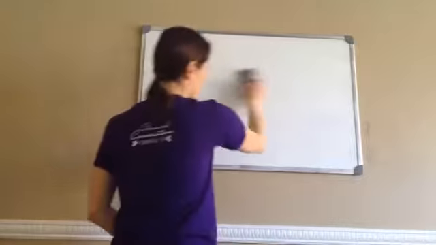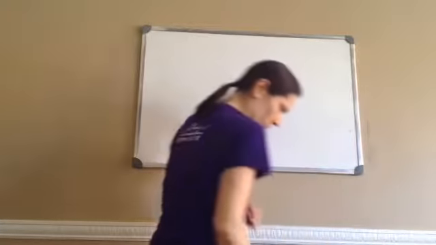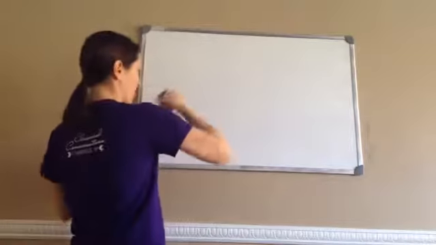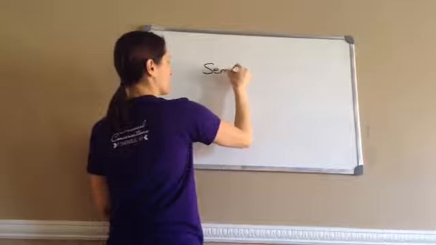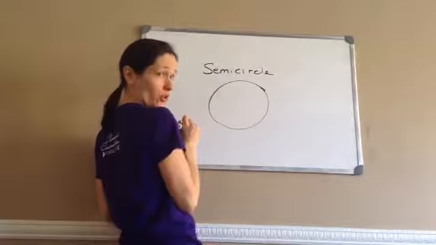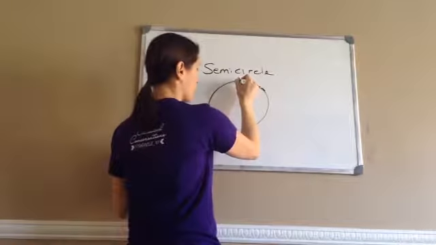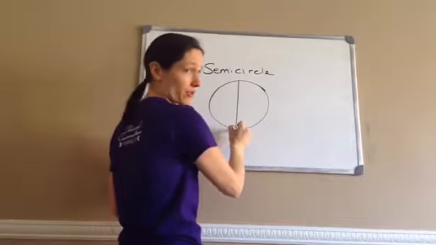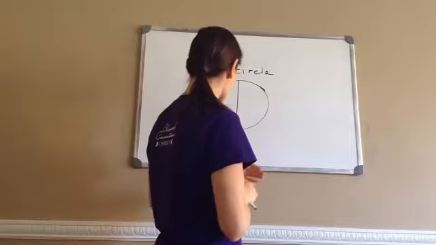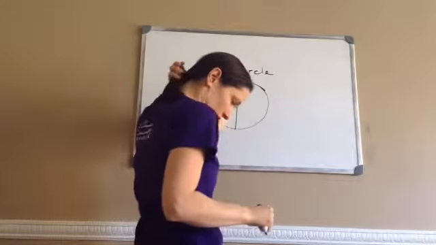Lesson 104. This one is on semicircles, arcs, and then sectors. Okay, let's talk about what a semicircle is. First of all, I have a circle. A semicircle means half of a circle, just letting you know. So that's good to write down: a semicircle means half of a circle.